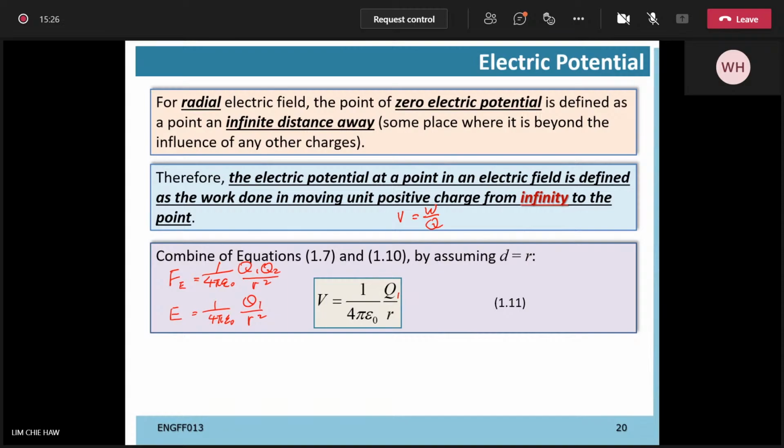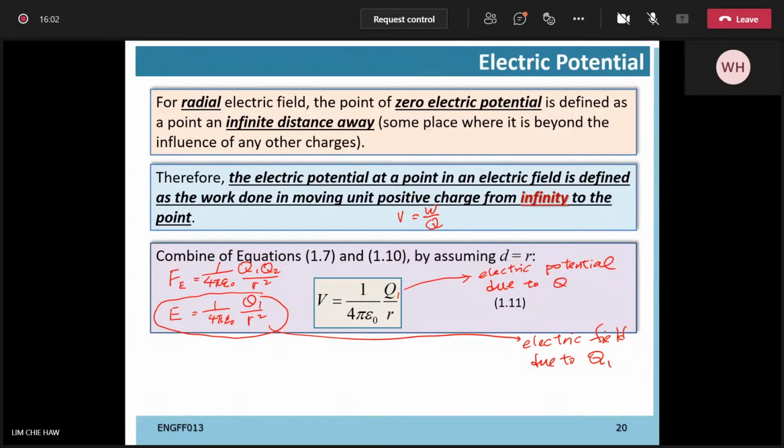Still remember the meaning of this equation, E equals 1 over 4 pi epsilon naught Q1 over R squared, right? The meaning of this is basically the electric field due to who? Due to Q1. All right. Therefore, for this equation for the electric potential, we will say that this is the electric potential due to who? Due to Q1. Right? Understand the situation?